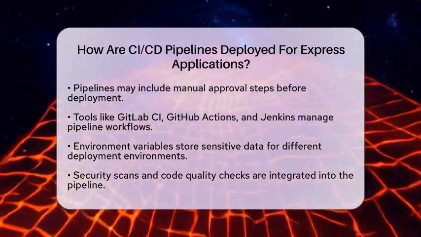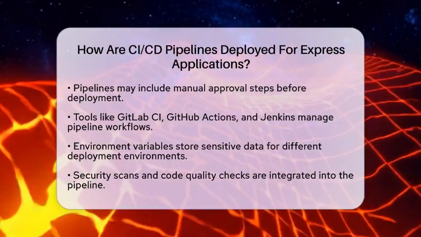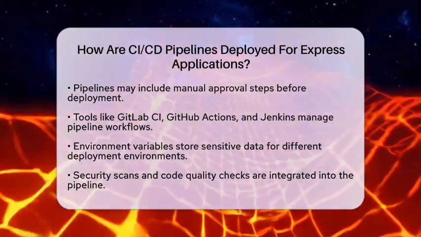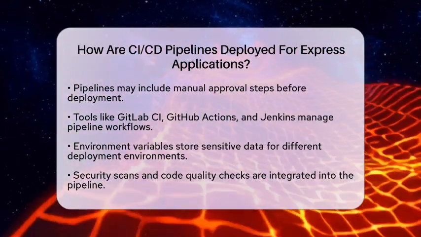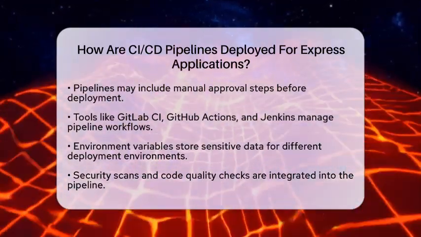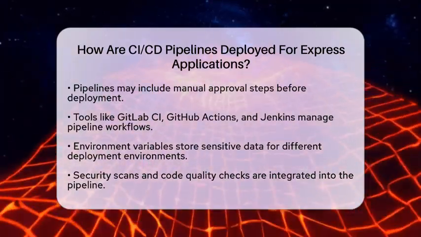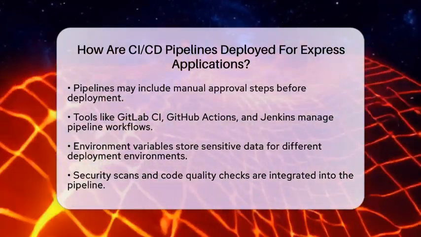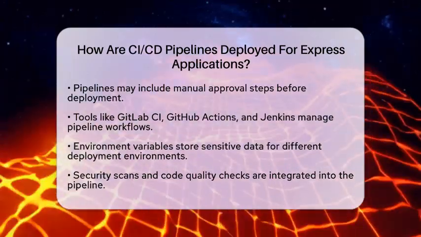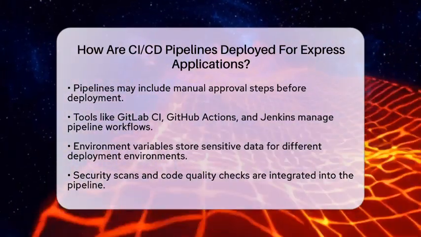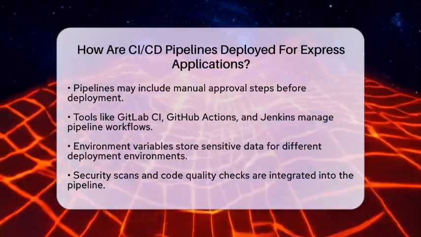Environment variables play a big role in managing different settings for development, staging, and production. They store sensitive data like database URLs, API keys, and port numbers without hard-coding them into your code. This way, your app can behave correctly in each environment without needing code changes. Pipelines also include stages for security scanning and code quality checks, helping catch vulnerabilities early before deployment.